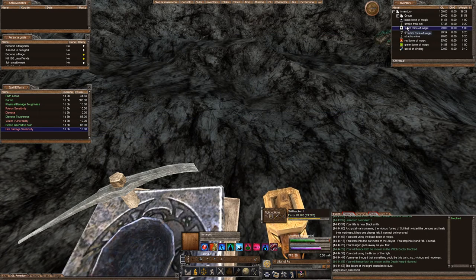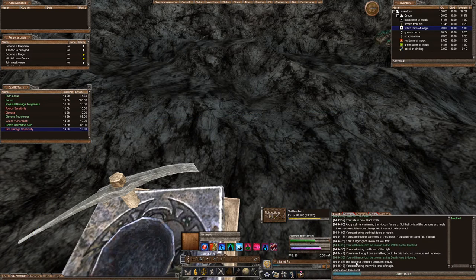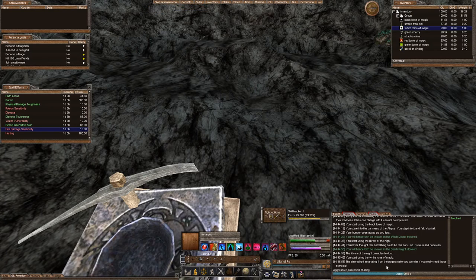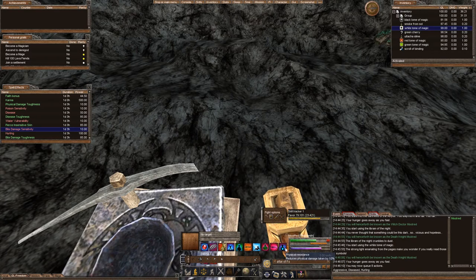Let's go ahead and use the White Tome, see if we can get our Shadow Mage. Okay, the Liberum of the Dust just crumbles into dust. The strong light emanating from the pages makes you wonder if you really read those symbols. Okay? And remember, it's going to give us a different icon. Still known as Death Knight. Your hunger goes away as you fast. So now I have this physical resistance, pierce resistance, poison vulnerability, water vulnerability, pierce vulnerability, bite resistance. Okay, what else can we use here?